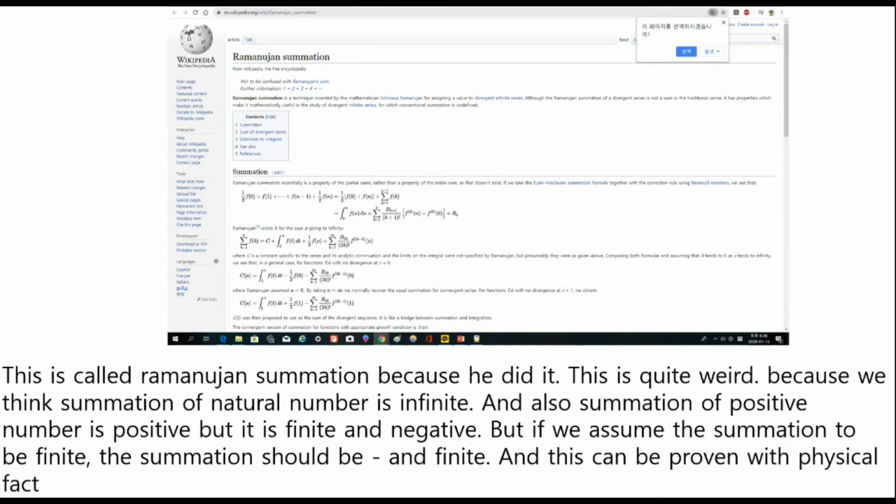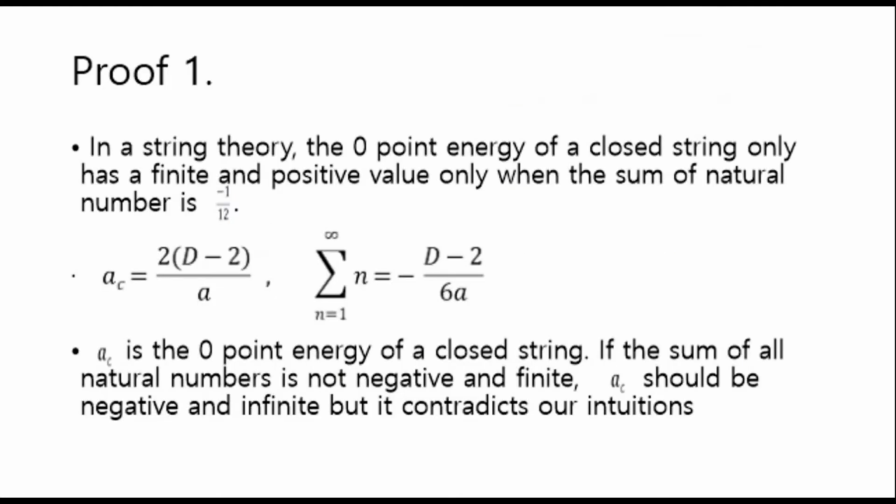This is quite weird because he thinks the summation of natural numbers is infinite, and also the summation of positive numbers is positive, but here it is finite and negative. But if we assume the summation to be infinite, the summation should be negative and finite. And this can be supported with a physical fact.